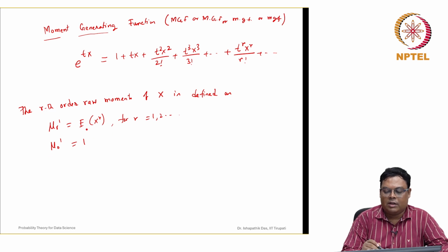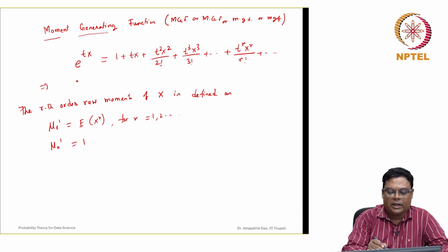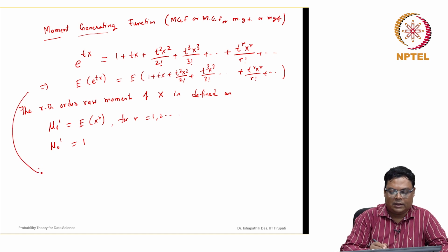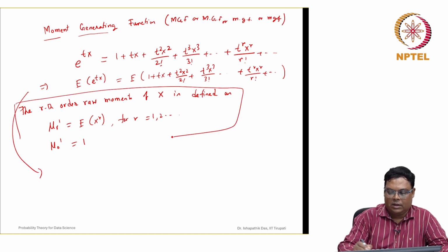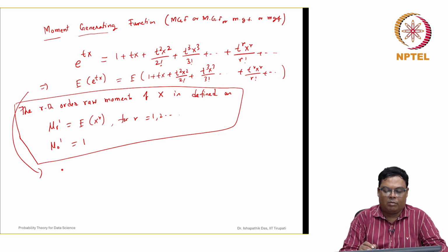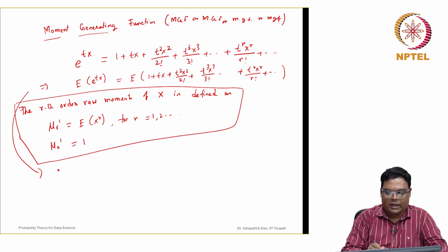Now if we assume that all the moments exist, then if you take the expected value on both sides, this implies the expected value of e to the power of tX is equal to the expected value of 1 plus tX plus t squared X squared by 2 factorial plus t cubed X cubed by 3 factorial, like this, plus t to the power of r X to the power r by r factorial. So let us keep this for recall, that this is the notation we are following for the raw moments.